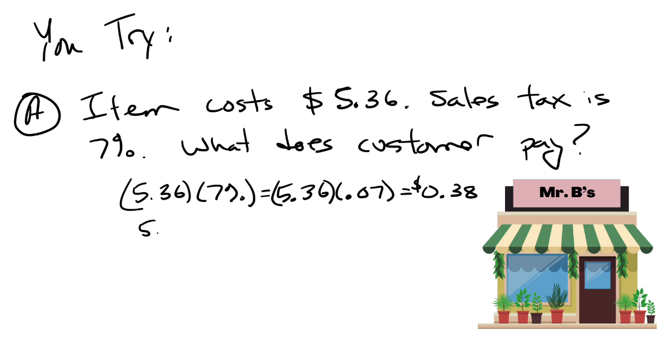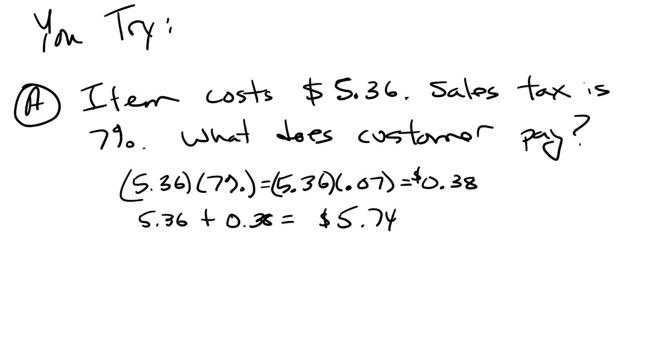Then we have to take the $5.36 and add the sales tax of 38 cents, and that gives us the $5.74. Good. All right. Let me give you one more, and then we will take our break.